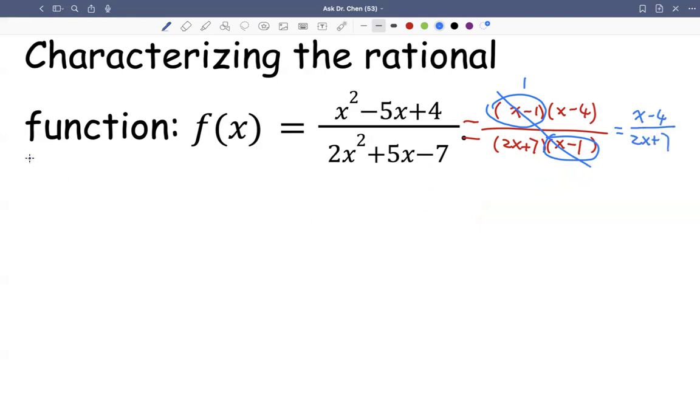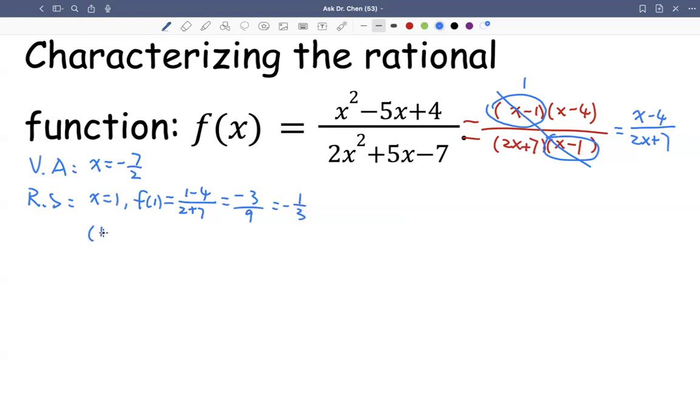Now we want to find the vertical asymptote, which is 2x plus 7 equals 0, and x equals -7/2. Then the removable singularity, because of x minus 1, is at x equals 1. f of 1 equals 1 minus 4 divided by 2 times 1 plus 7, which is -3/9, which is -1/3. So the removable singularity is (1, -1/3).